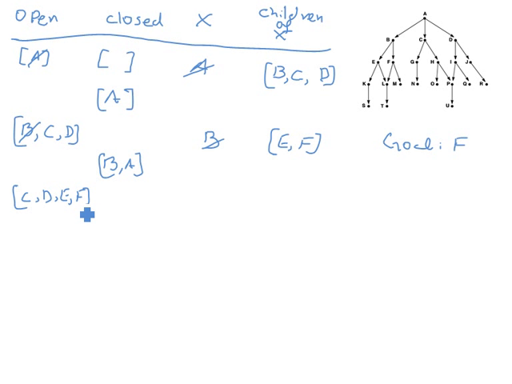So we're going to check again whether open is empty or not. It's not. So what we're going to do is remove the leftmost state from open and call it X. In this case, it's C, so we place it under X. Now we're going to generate the children of X. For C, the children are G and H.